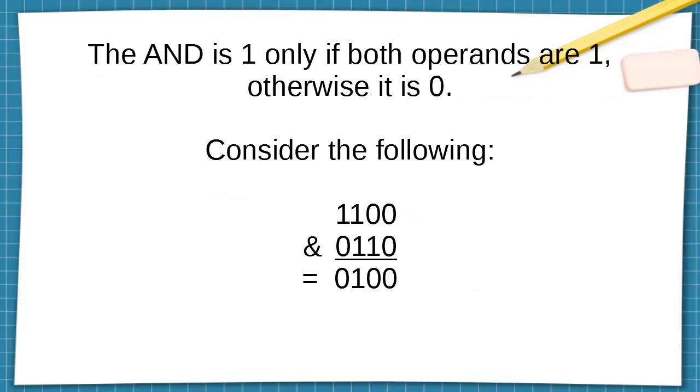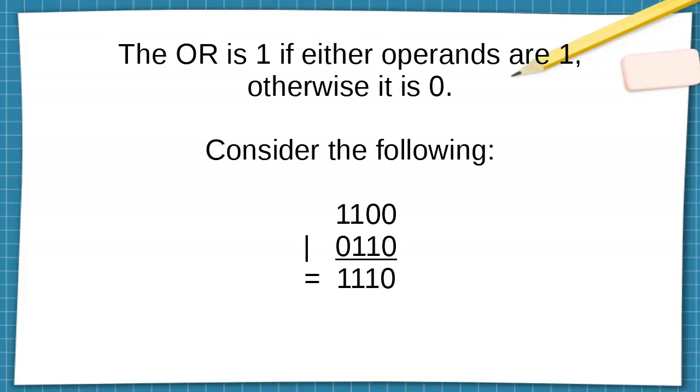The and is only one if both operands are one, otherwise it's zero. So we have an example right here where we have two 4-bit numbers. And so we'll look at each bit as a column. If we take the first column, the one to the left, you have a 1 and a 0. So because it's not both ones, you can't get a 1 out of it, so it's a 0. But the second column, 1 and 1 is 1 because both of them are ones. 0 and 1 is 0. And then the fourth and final column to the right, 0 and 0 is 0.